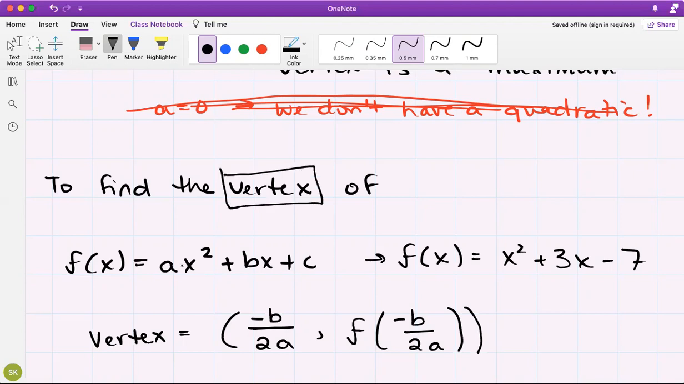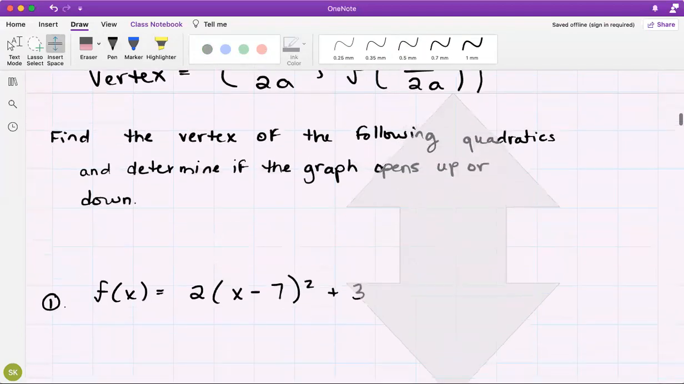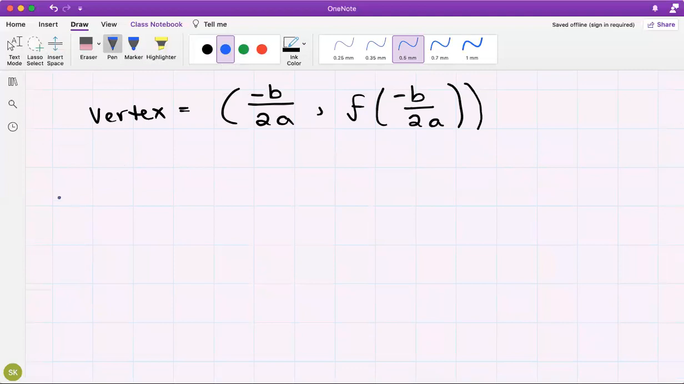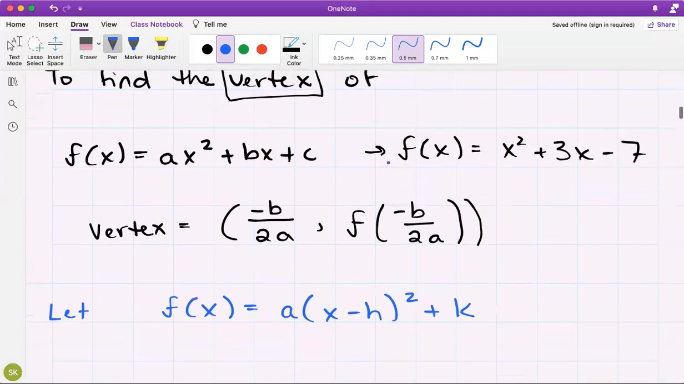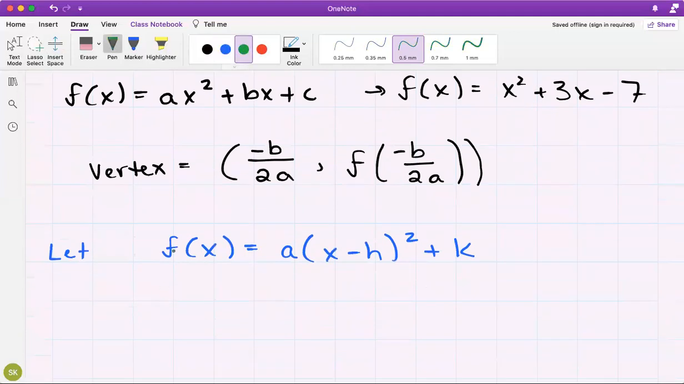But there's another type of quadratic you might see. So the form of the quadratic, you'll see it in 2 different ways. So if you have a quadratic function that looks like this. So here, if you FOIL this out, let me give you an example, just so you know what I'm talking about. So for example, let's say you have f of x is equal to 2 times (x minus 4) squared plus 3.